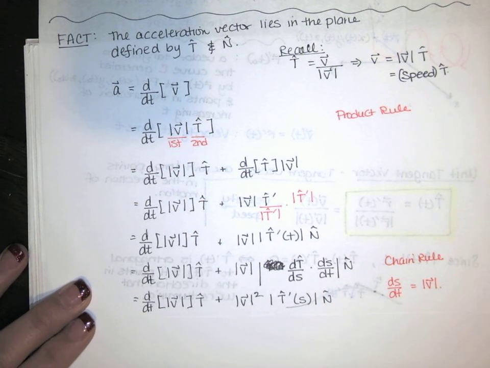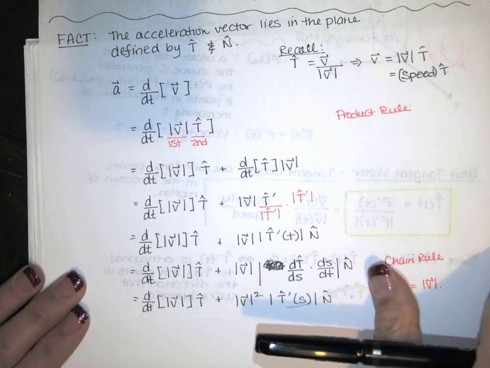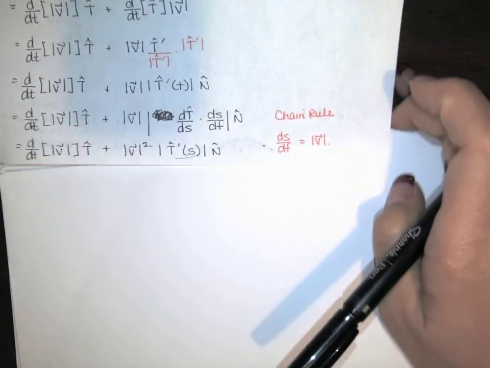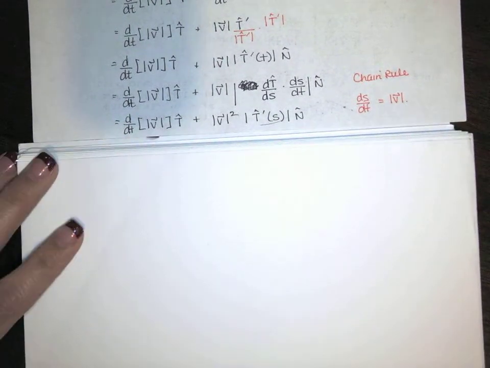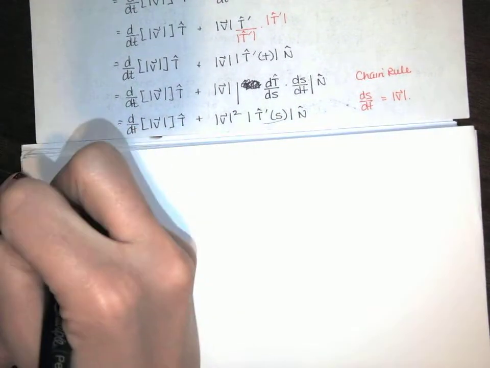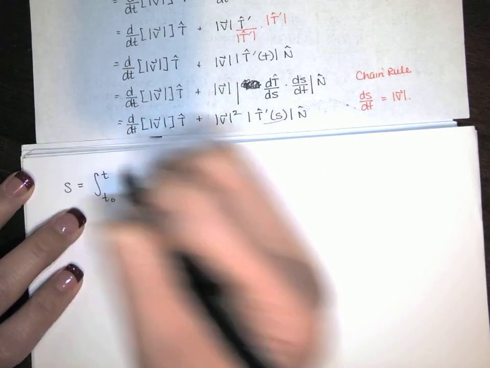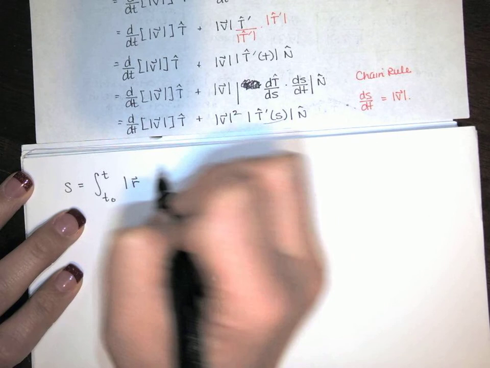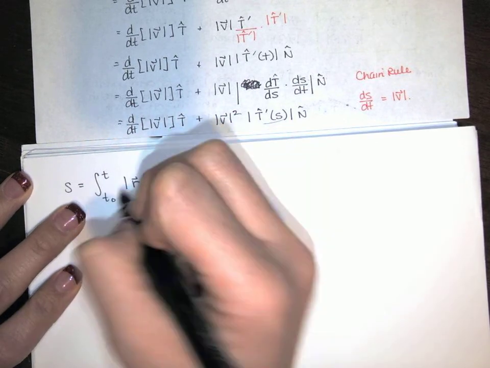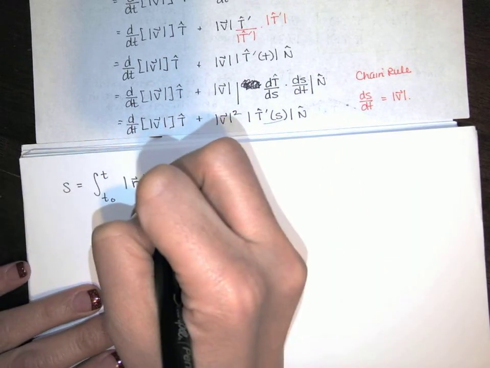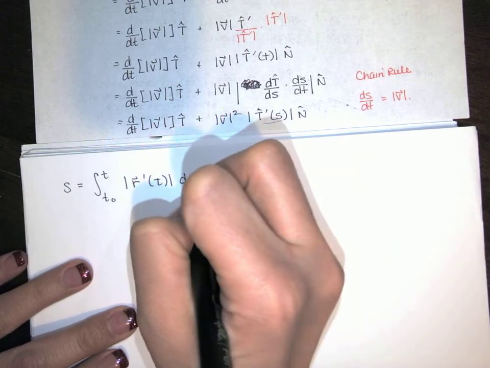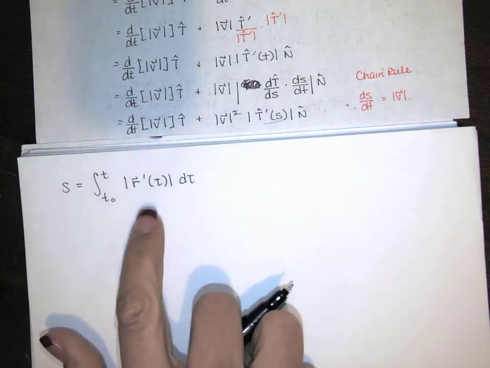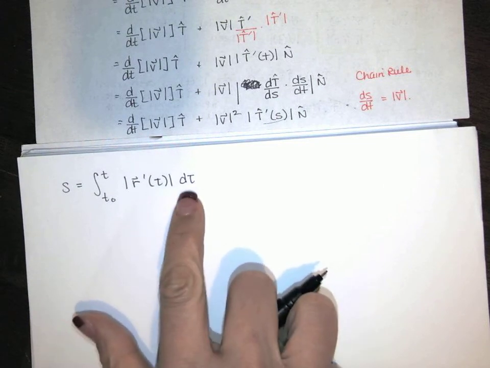And if you don't believe me, maybe you can look back at your notes over arc length. Remember when we defined the arc length parameter in a different video? We said the arc length is the integral from t naught to t of the magnitude of r prime of some dummy variable. I think our textbook author uses the letter tau. Some textbooks use u. It's just a dummy variable we're integrating with respect to. So I've got the magnitude of r prime of tau times d tau right here.